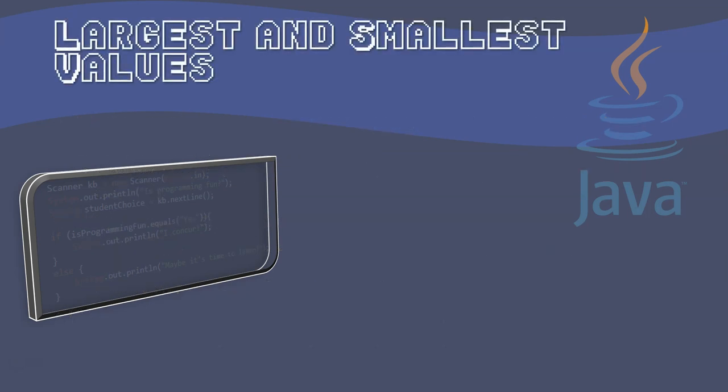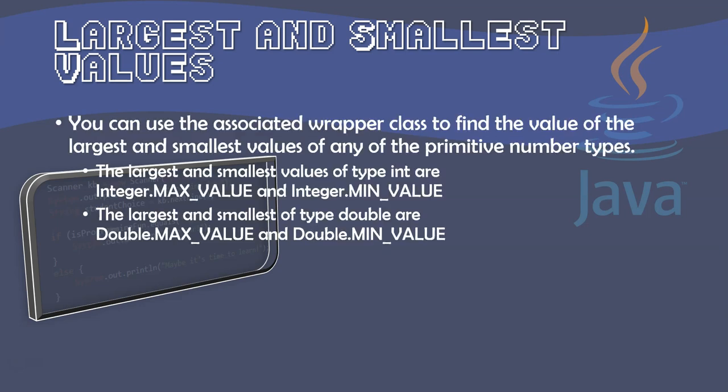So let's discuss, for example, largest and smallest values. This is one of the things that we can use a wrapper class for. We can use the associated wrapper class to find the value of the largest and smallest values of any of the primitive number types. For example, the largest and smallest values of type integer are Integer.MAX_VALUE and Integer.MIN_VALUE. If we want to do the same thing with doubles, we can say Double.MAX_VALUE and Double.MIN_VALUE. And of course, we could put those in a print line statement and find out what those values are.